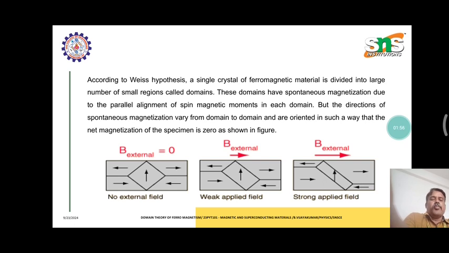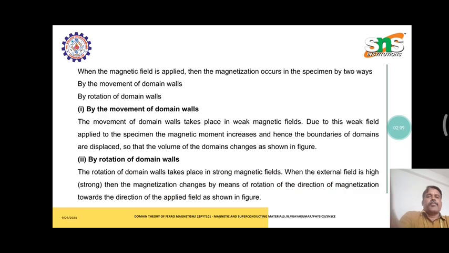When a weak field is applied, only the domain is changed. When a strong field is applied, the domain wall is changed. So there is the movement of the domain wall and the rotation of the domain wall. First, when the weak field is applied, the movement of the domain wall takes place in a weak magnetic field.